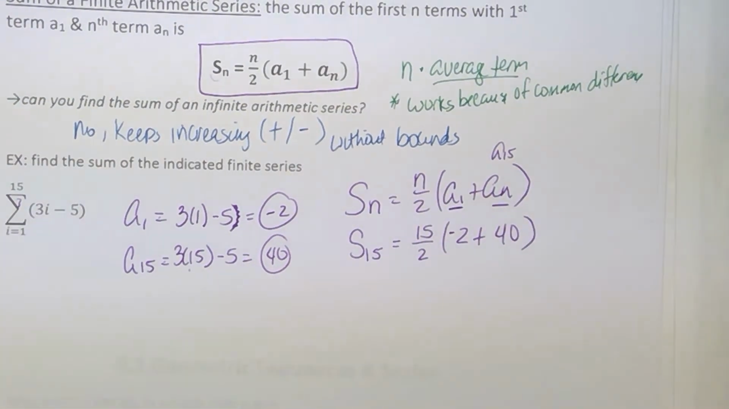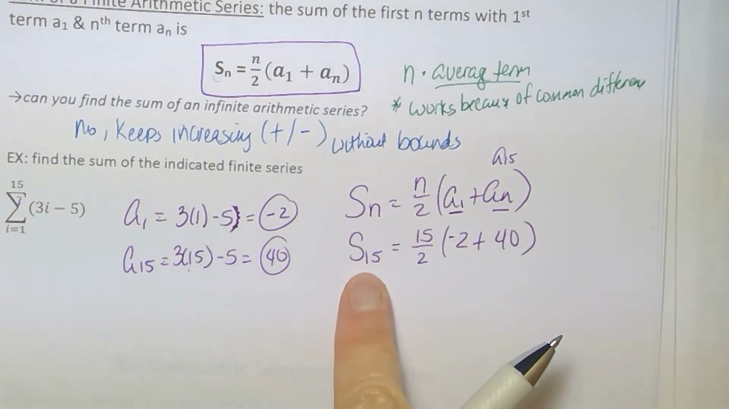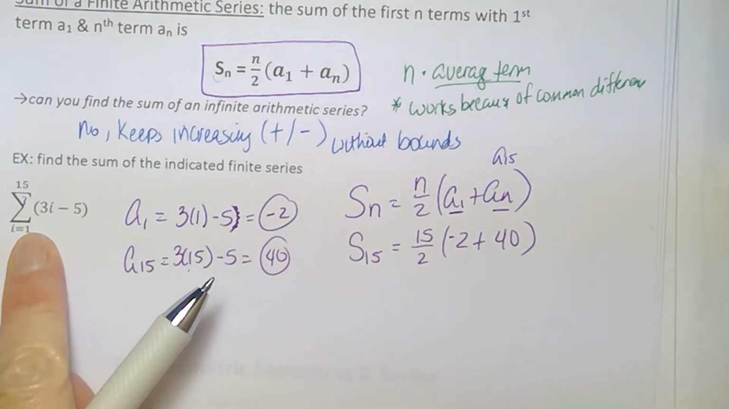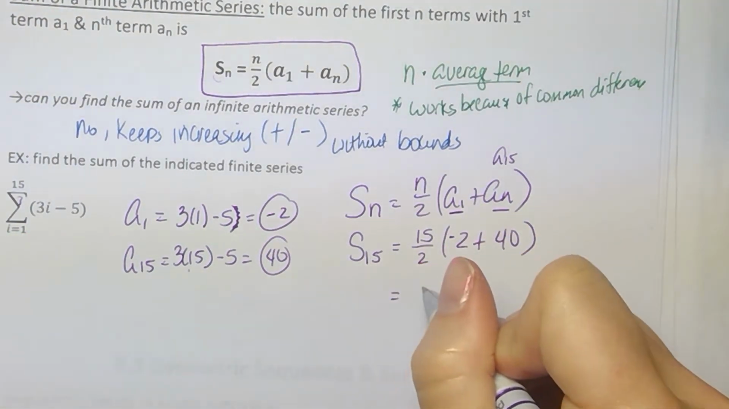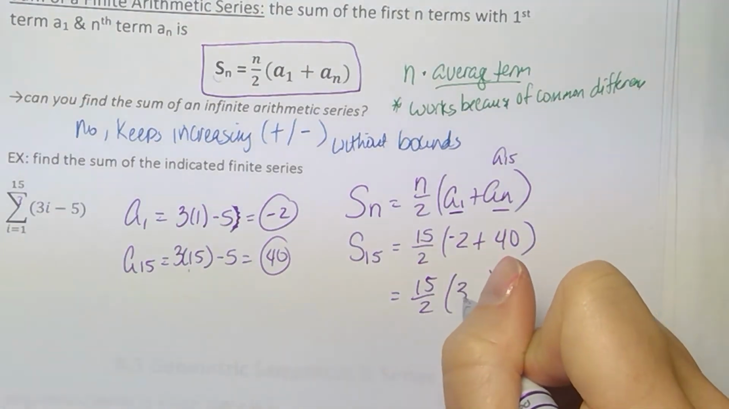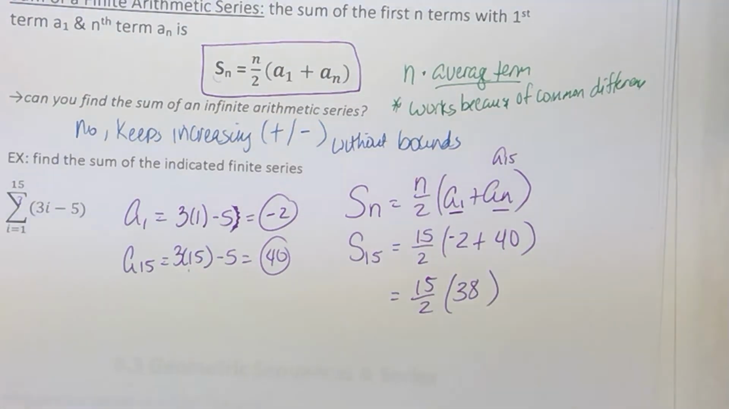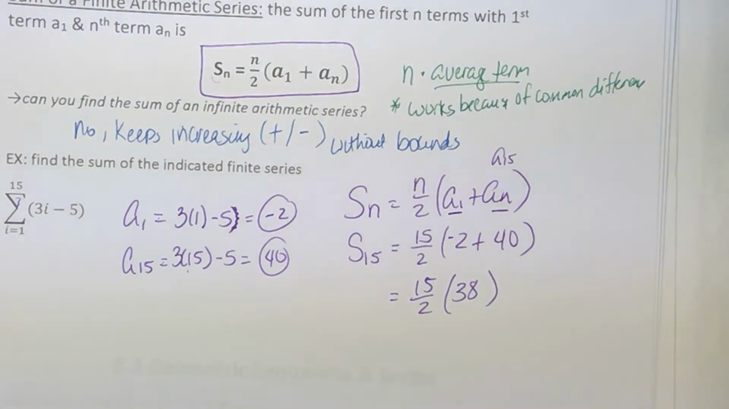So I plug that into my formula. The sum of the first 15 terms of this series is going to be 15 divided by 2 times 38, because negative 2 plus 40 is 38. Now I can do this in whichever order I want. I could do 15 times 38 and then divide by 2. I could do 15 divided by 2, which gives me 7.5, times 38. Or I can say 38 divided by 2 and then multiply that by 15. Whichever way I choose to do it, I end up with 285.